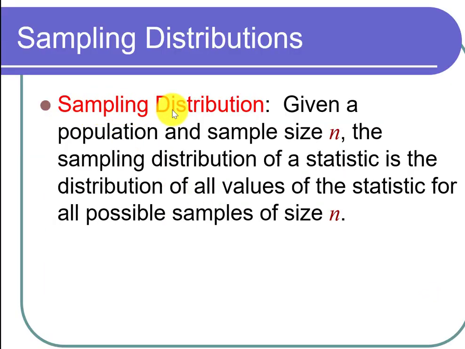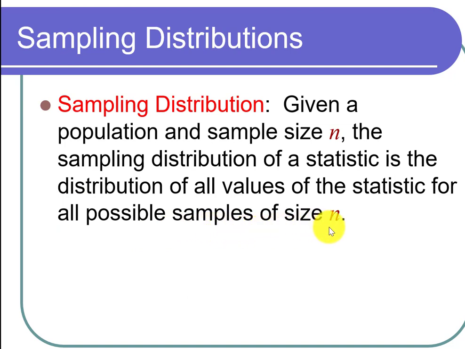So a sampling distribution means the following. Given a population and sample size n, the sampling distribution of a statistic, remember a statistic could be the mean, could be the standard deviation, it could be the median, there are many, many statistics, is the distribution of all values of the statistic for all possible samples of size n.